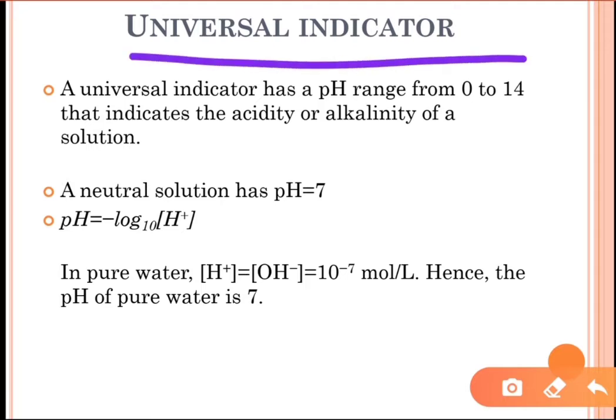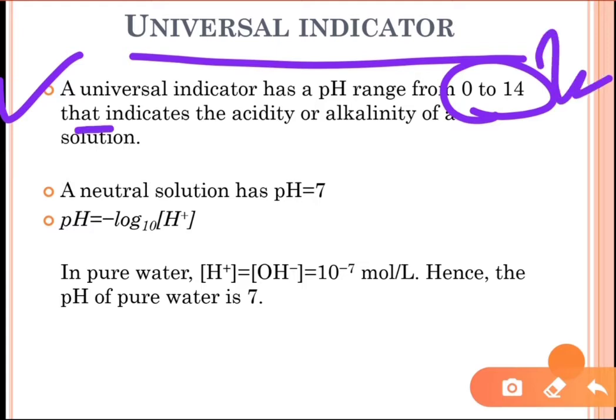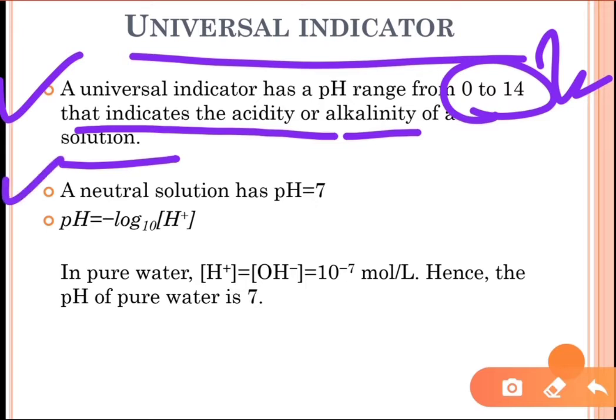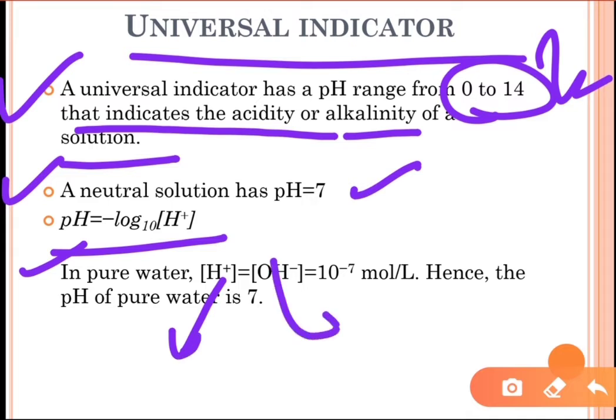Universal indicator. A universal indicator has a pH range from 0 to 14. This is important. That indicates the acidity or alkalinity of a solution. Alkalinity means basic nature. A neutral solution has a pH 7. This is the formula of pH. In pure water, we have equal concentration of hydrogen ion and hydroxide ion, that is equal to 10 to the power minus 7 mole per liter. Hence, the pH of pure water is 7.